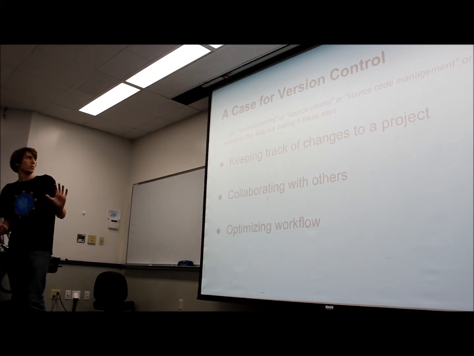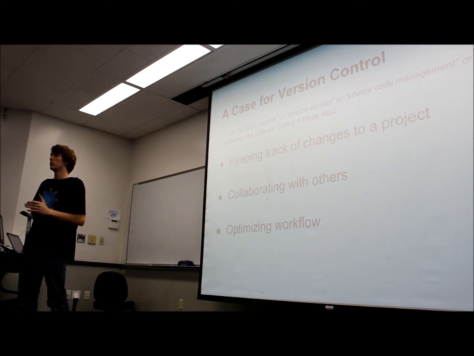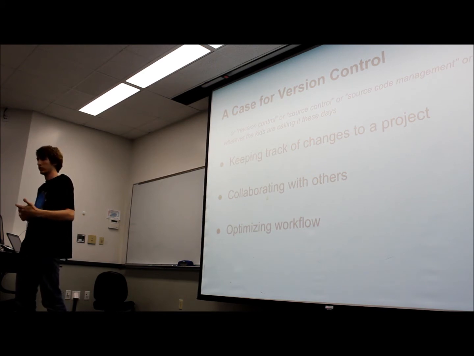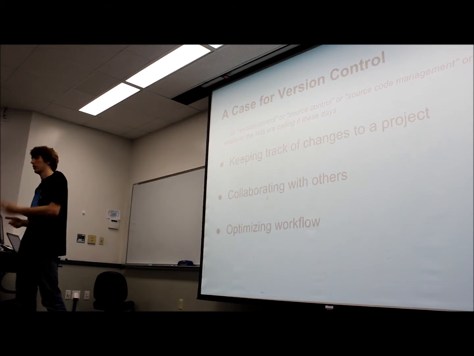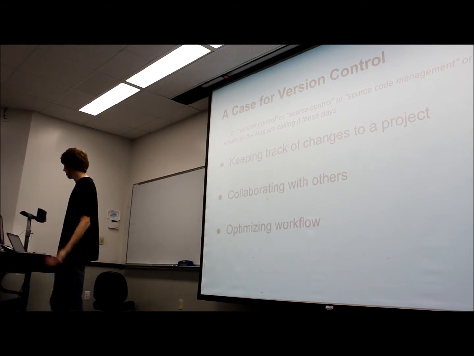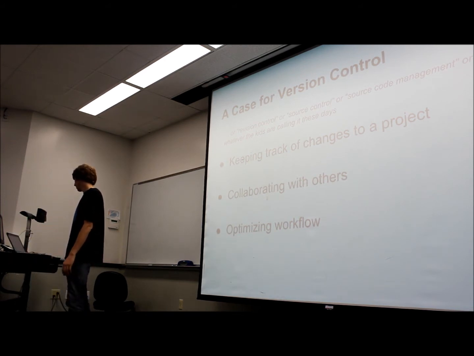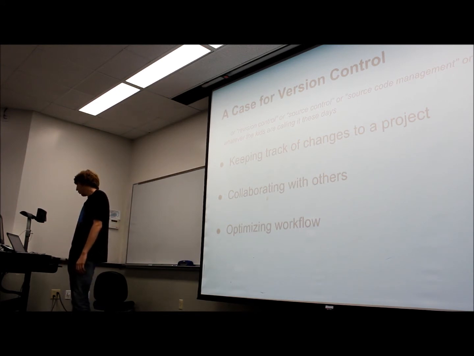So it's used for those two reasons, keeping track of changes and collaborating, but it can also be used when you get into a group with a lot of other people and everybody's working on code and coming up with new ideas and new features. It's used for what's called optimizing a workflow. Workflow is basically the set of things that you do to complete something on a day-to-day basis. What version control system you use and how you use it greatly influences your workflow and how you get projects done. So, what is Git?